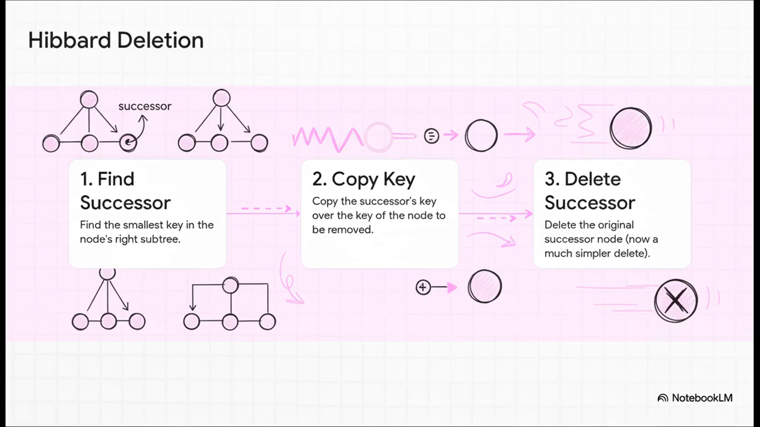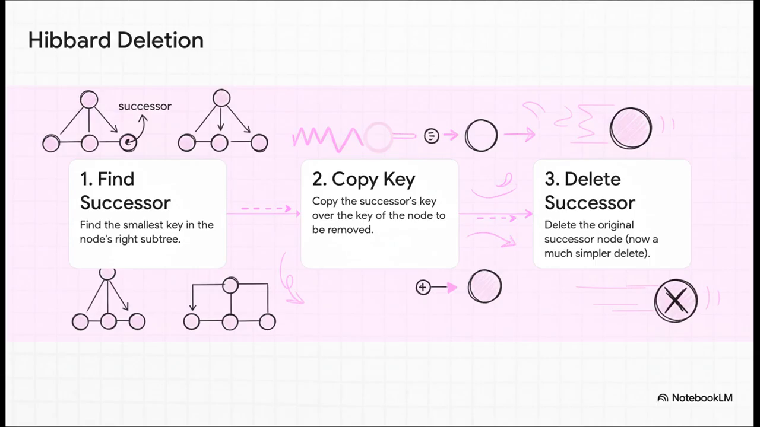This replacement is called the in-order successor, which is just a fancy way of saying the very next biggest item in the whole tree. How do you find it? Easy. You take 1 step to the right, and then you go as far left as you possibly can. Then you copy that successor's value and paste it right over the node you wanted to delete. Finally, you just delete the original successor from its old spot.